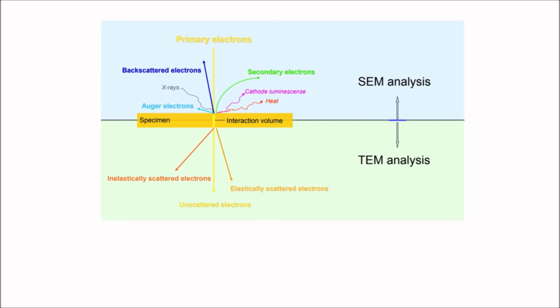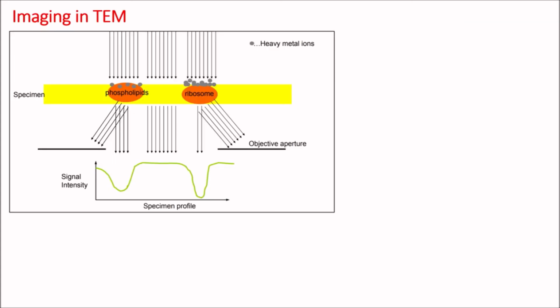X-rays are always produced when matter interacts with an electron beam. The energy of a part of the emitted X-rays is specific for different atoms and can be used for elemental analysis in TEM and SEM using special detectors. However, the analysis of light elements is rather difficult with these X-rays. Now let's see how imaging is done in TEM.